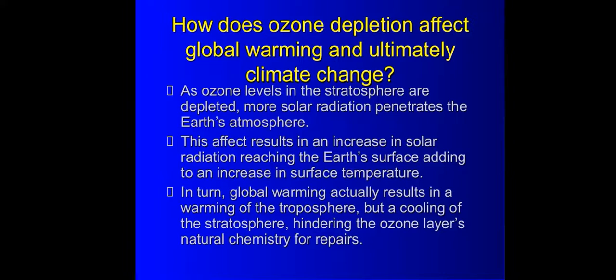So then the next is, how does ozone depletion affect global warming and climate change too? As ozone levels in the stratosphere are depleted, more solar radiation penetrates the Earth's atmosphere. So this effect results in an increase in solar radiation reaching the Earth's surface, adding to an increase in surface temperature. So in turn, global warming actually results in cooling of the stratosphere, hindering the ozone layer's natural chemistry to reverse.